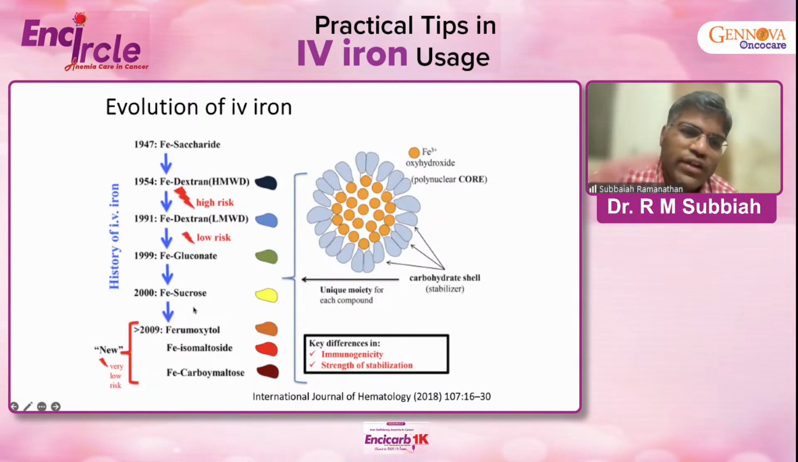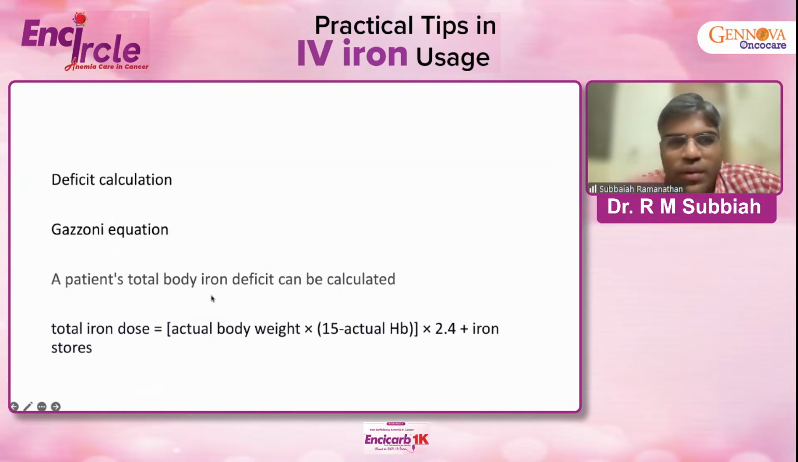So that's why in iron sucrose, the chances of reaction are slightly more in comparison to carboxymaltose, because free iron might be more. Only 200 milligrams of elemental iron can be incorporated within that shell. So that is one reason it is given in multiple doses. Beyond that, it cannot be incorporated within the shell.